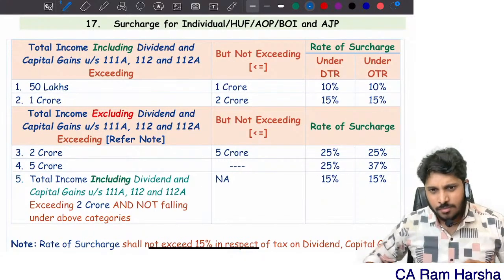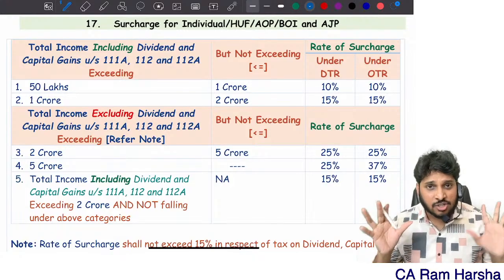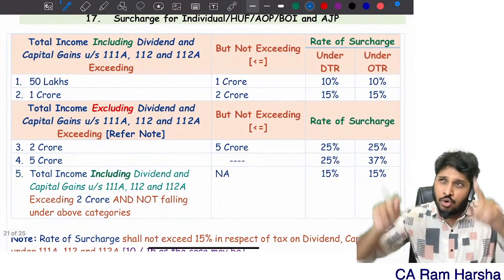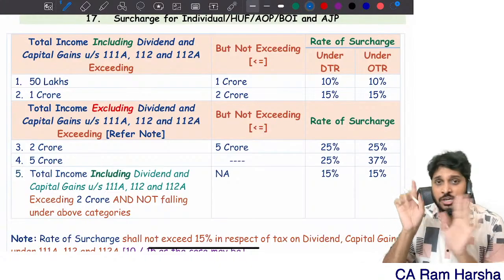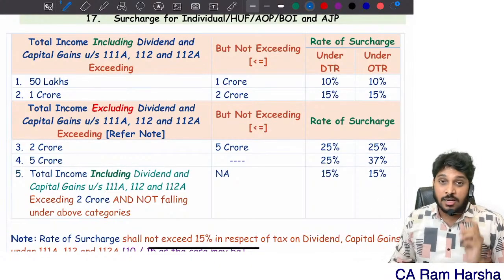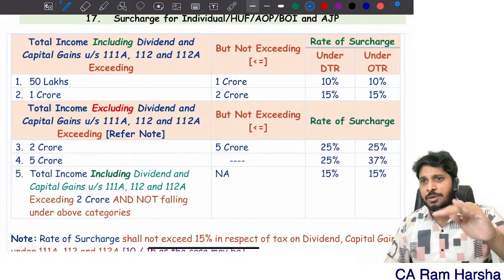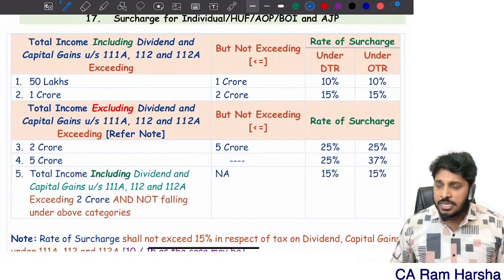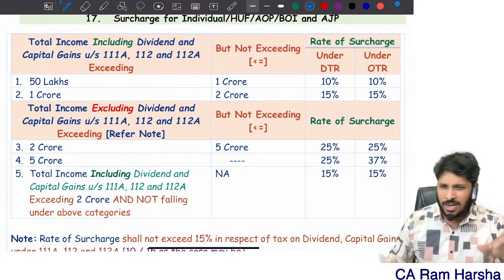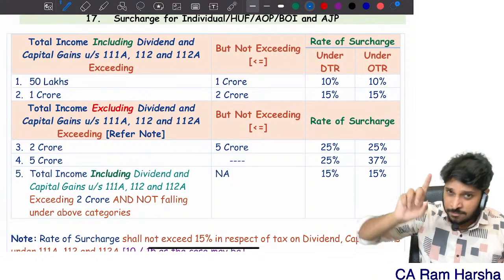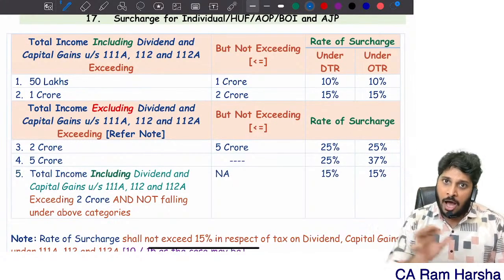Yes. Now, let's look at surcharge applicability. First, you compute the total income, right? Look at the total income. Whatever total income you got, DTR, optional, whatever it is, look at the total income. Is it less than 2 crore? First checkpoint here. Less than 2 crore, check. Happy.